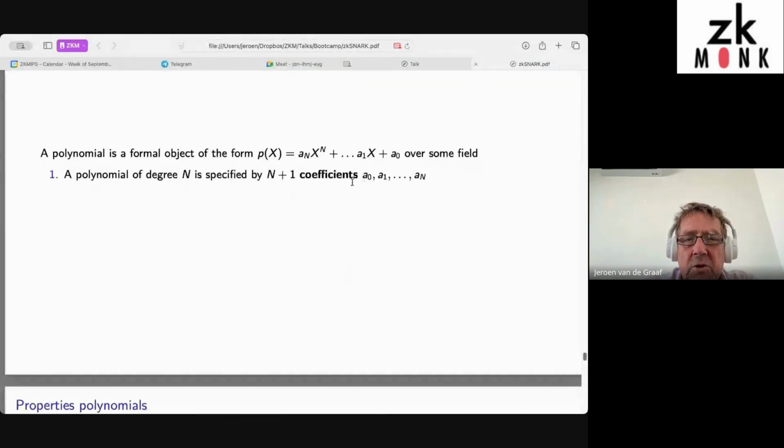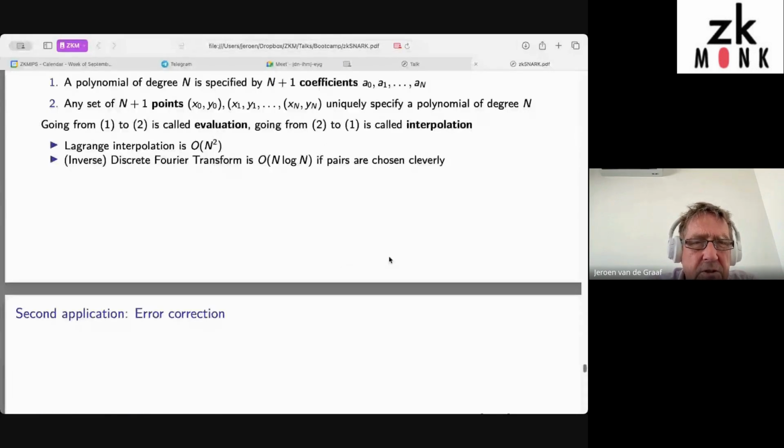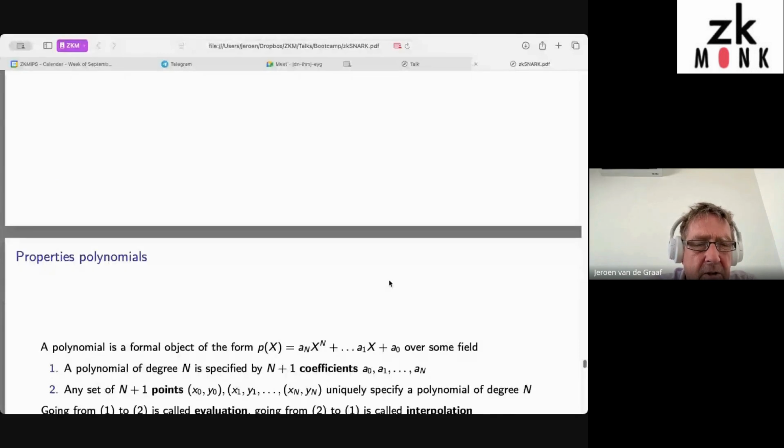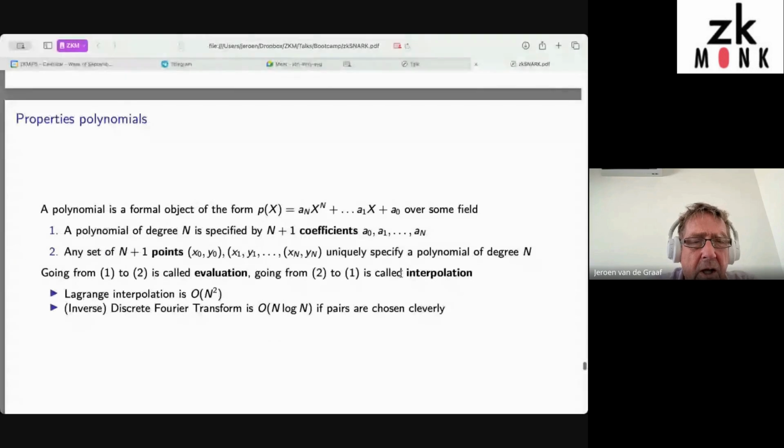It has all these n plus 1 coefficients. Let me scroll. This is easier if I... here. Okay, so it's specified by n plus 1 coefficients, and also if you have n plus 1 points on the polynomial, then you can uniquely know what the polynomial is. All right, so this is the generalization of what I said.